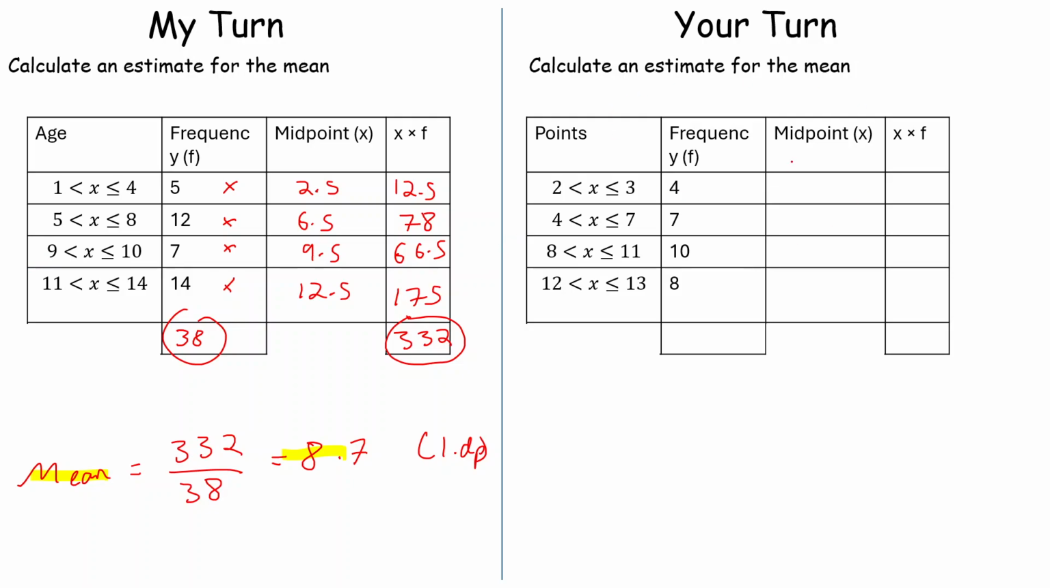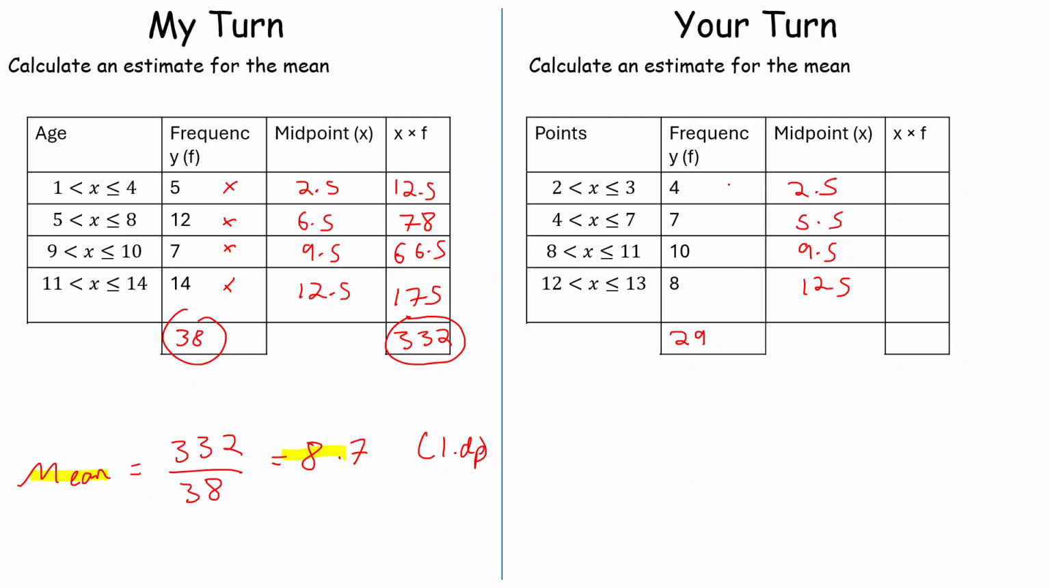Anyway, you can now give this one a go. Pause the video, and then you can fast forward to the end to see the answer. But let's quickly whiz through this one because we know the method now. The midpoint between 2 and 3 is 2.5. The midpoint between 4 and 7 is 5.5. Between 8 and 11 it's 9.5. And between 12 and 13 it's 12.5. Now, we need the total frequency. We add these together, which gives you 29. I think 11, 21. Good.